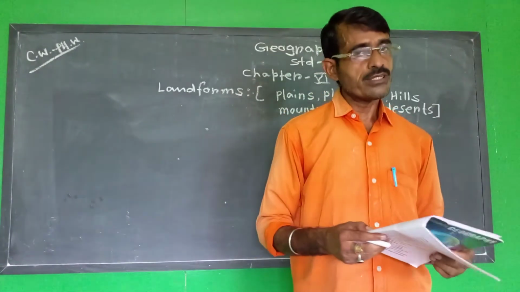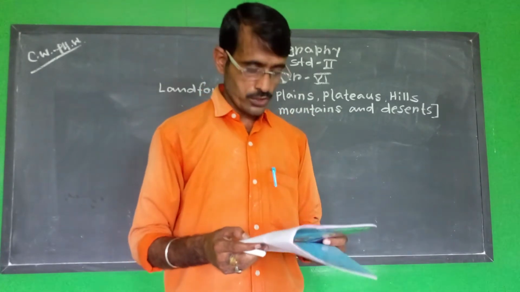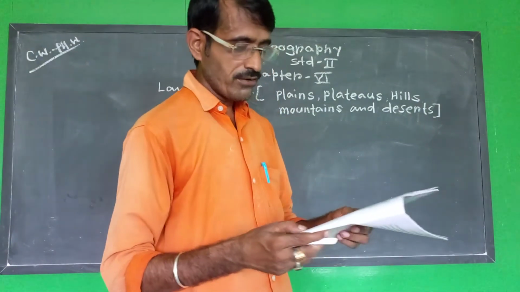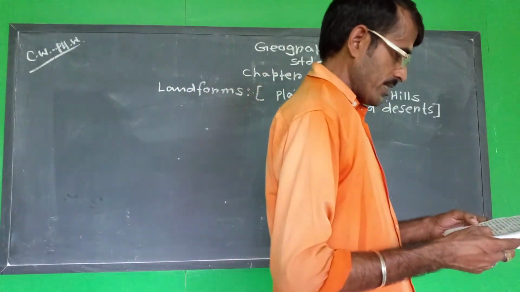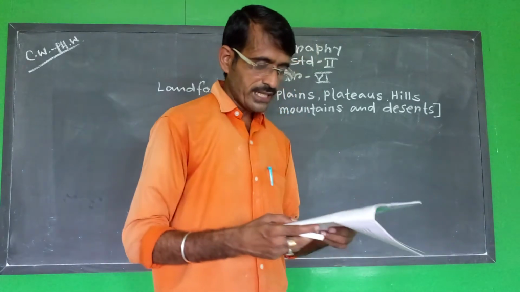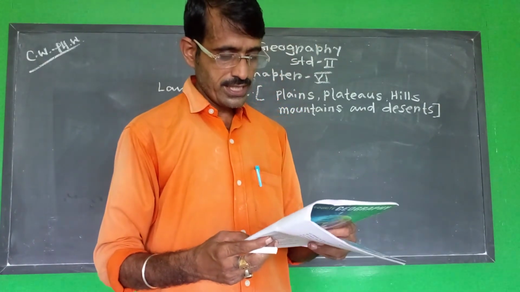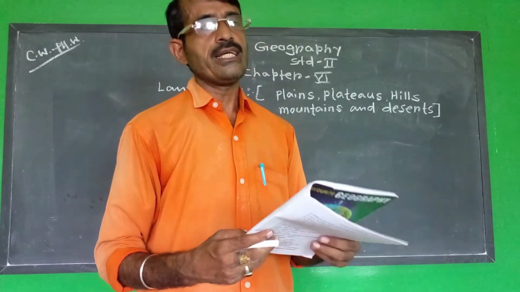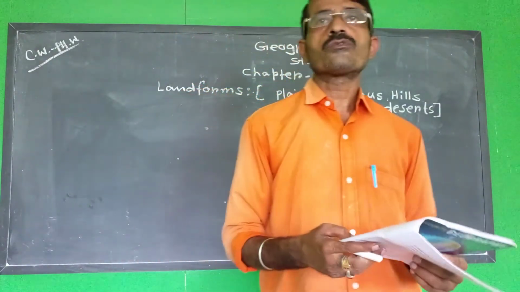So we find oases in deserts. Water is available there. Travelers take rest there. Sahara is the largest desert of the world. Other important deserts are Gobi, Arabian Desert, Kalahari, etc. In India we have the Thar desert.